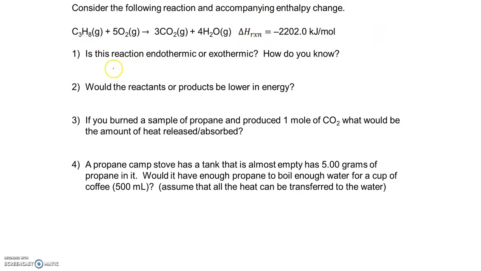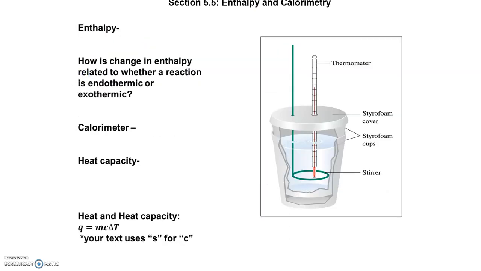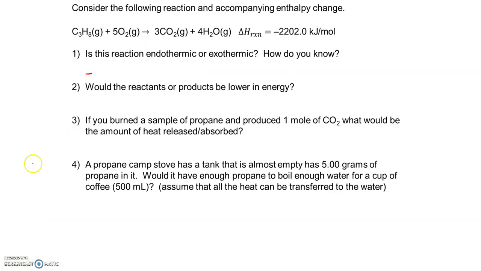So is this reaction endothermic or exothermic? Well, first of all, it's a combustion reaction, so that should be your first clue. But if you can't remember that, you'll look at the delta H. The delta H for this particular reaction is negative, and if something has a negative delta H, that means it is exothermic.